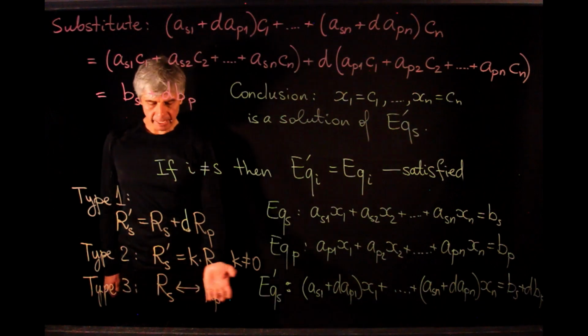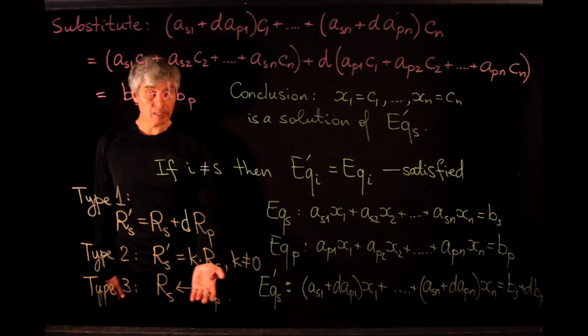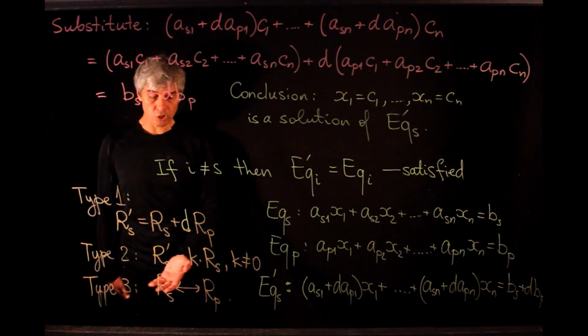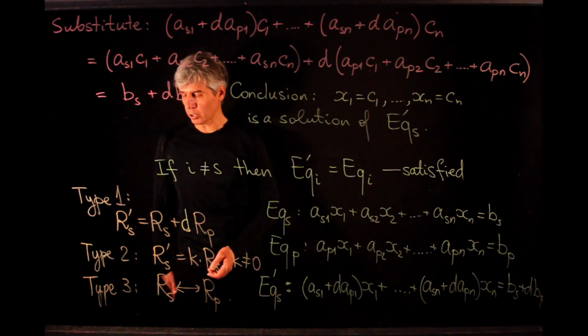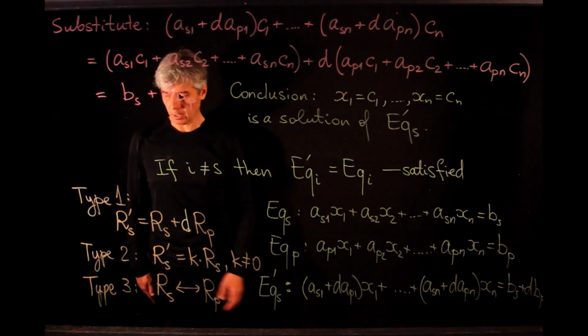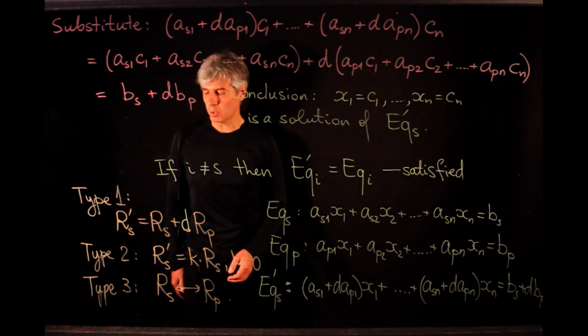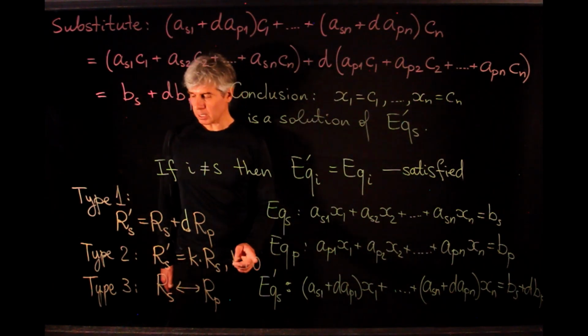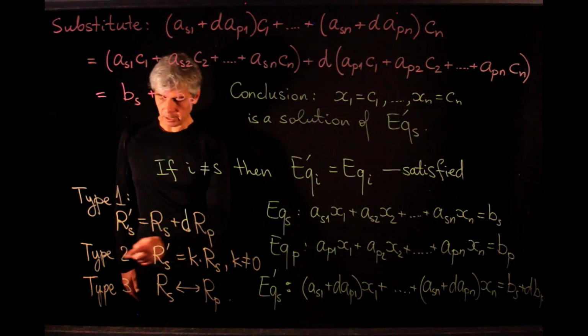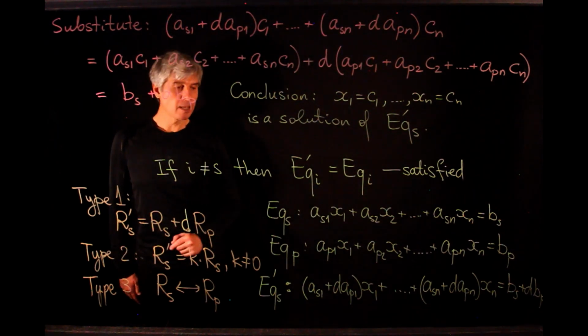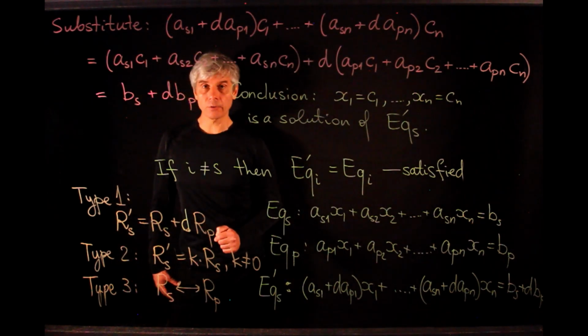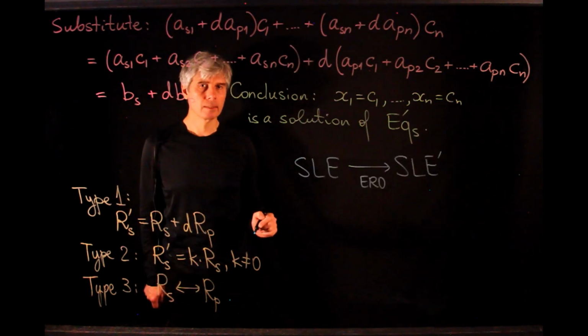And we also mentioned that the type 3 case is completely trivial. Here we just change the order of equations. So of course, if something satisfied the old system, it will automatically satisfy the new system. What is left is the type 2 case, and I leave this case for you as an exercise.